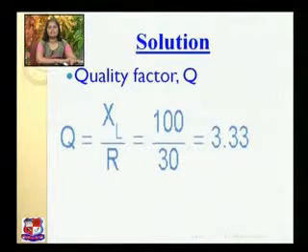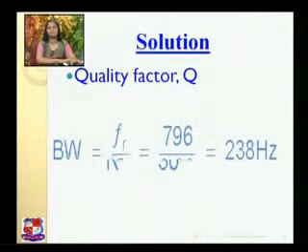Now quality factor. The quality factor Q is equal to XL divided by R. Value of XL is 100. Value of R is 30. So your quality factor is 3.33.